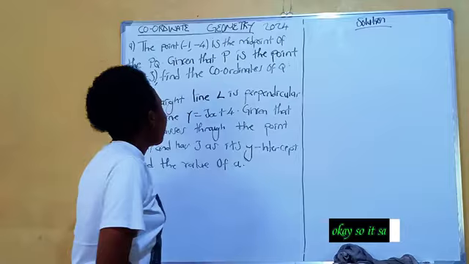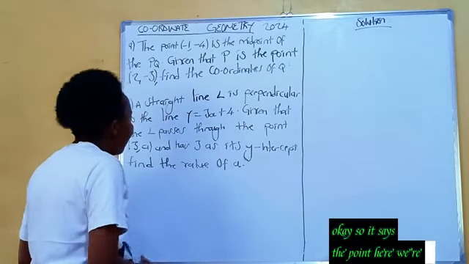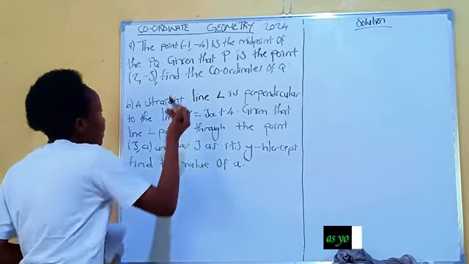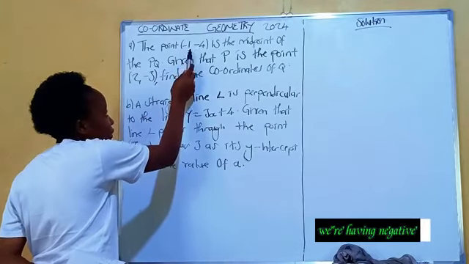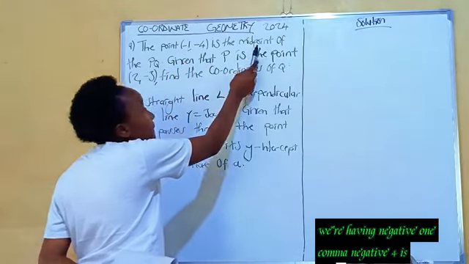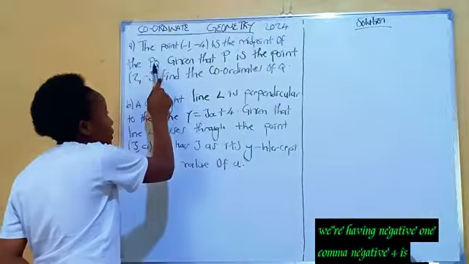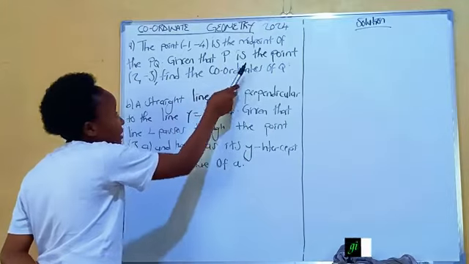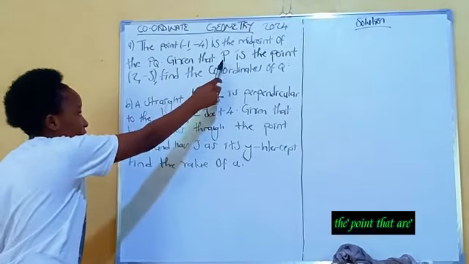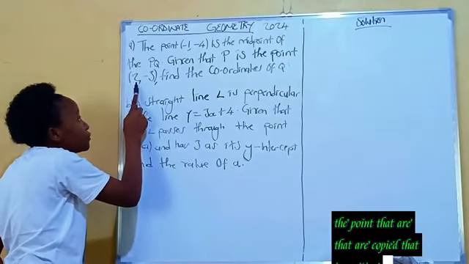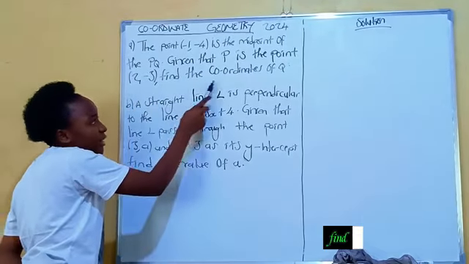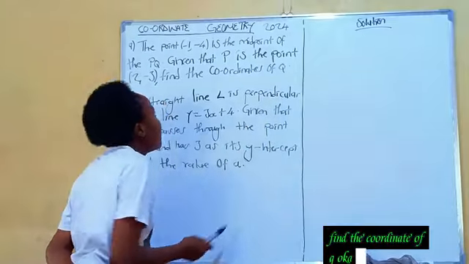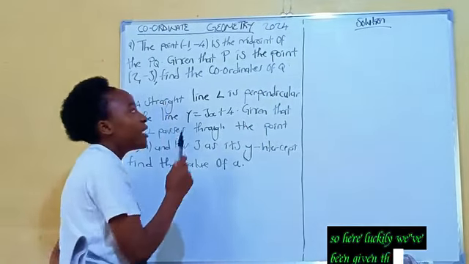As you can see, we're having the point negative 1, comma negative 4 is the midpoint of PQ. Given that P is the point 2 and negative 3, find the coordinates of Q. Okay, so here, luckily, we've been given the midpoint.